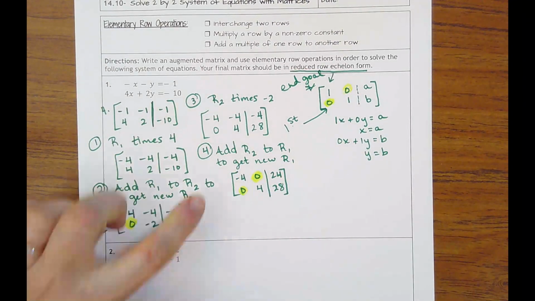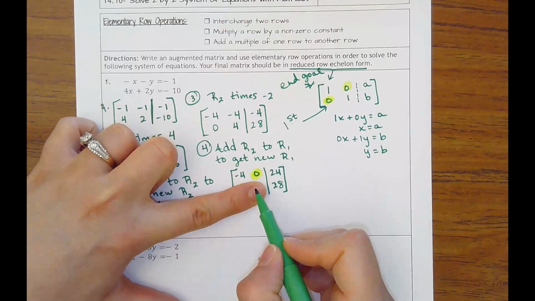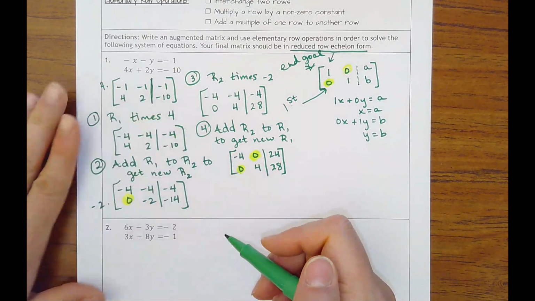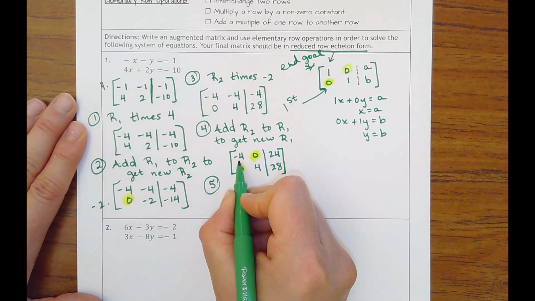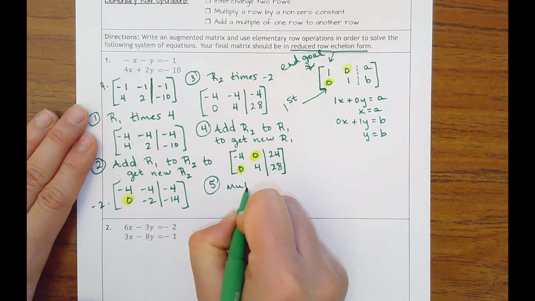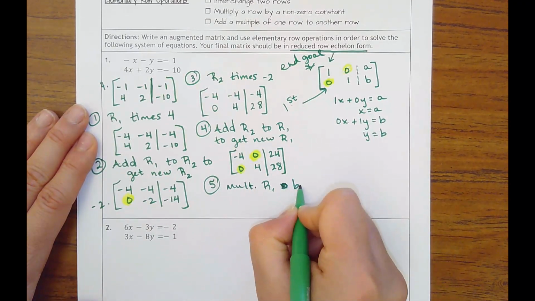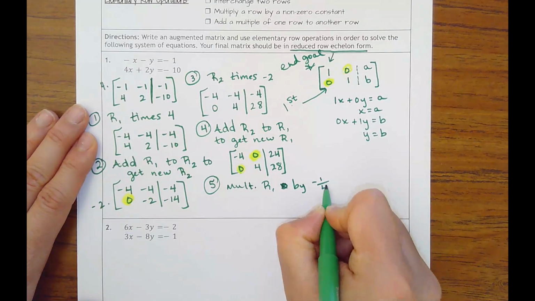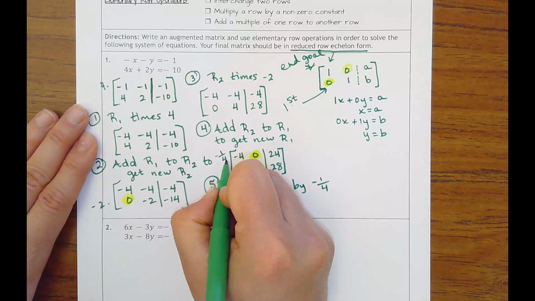Now I need to focus on getting these to be 1. So let's look at the first row. To get it to be a 1, you're going to want to multiply, because again, we can't divide. But really, I think of, what do I divide by? Well, I want to divide by this number, negative 4. But instead of dividing by negative 4, I'm going to multiply row 1 by negative 1/4. So dividing by negative 4 is the same thing as multiplying by negative 1/4.